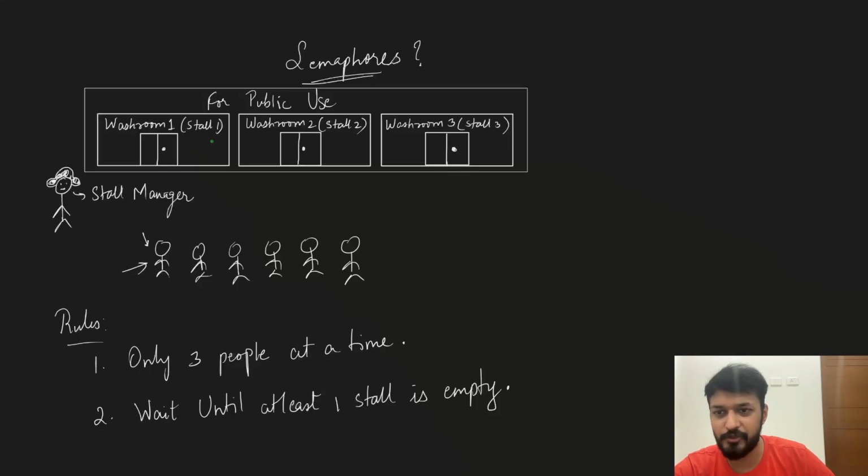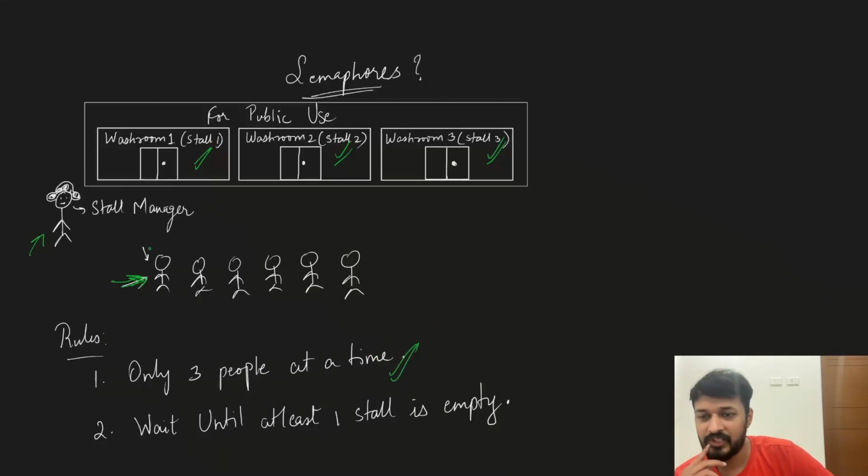Imagine a public restroom with 3 stalls, or you can say 3 washrooms inside it. There is a stall manager sitting outside and managing things, and there's a queue of people waiting to use these washrooms. Following are the limitations that the stall manager has put. The first limitation is only 3 people can use the stalls at any given time, because obviously there are 3 stalls, okay, so makes sense. Now next condition is if all the 3 stalls are in use, the next person will have to wait until someone releases the stall, okay.